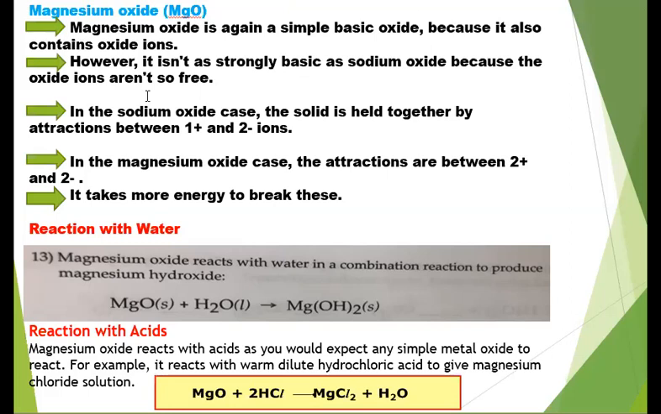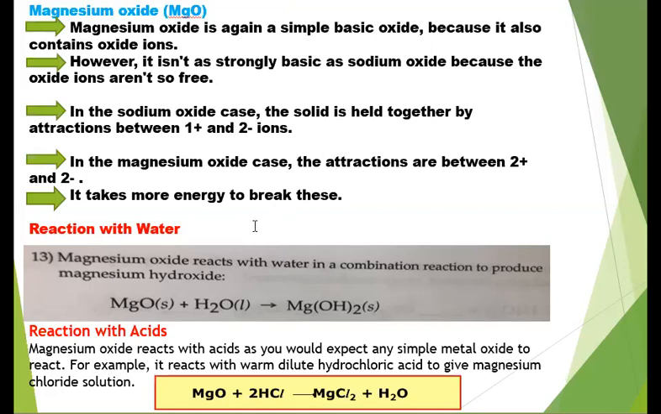The answer is that in the sodium oxide case, the solid is held together by attraction force between +1 and -2 ions. While in the magnesium oxide case, the attraction is between +2 and -2. So here the attractive force is stronger than in sodium oxide. That is why the oxide ions are not so free. So it takes more energy to break these attractive forces. That is why it is not so strongly basic as compared to sodium oxide.